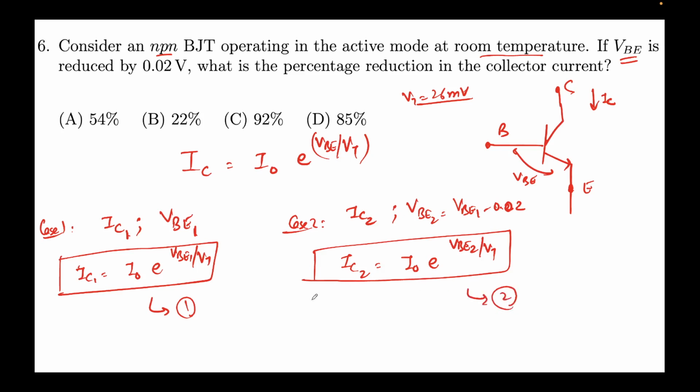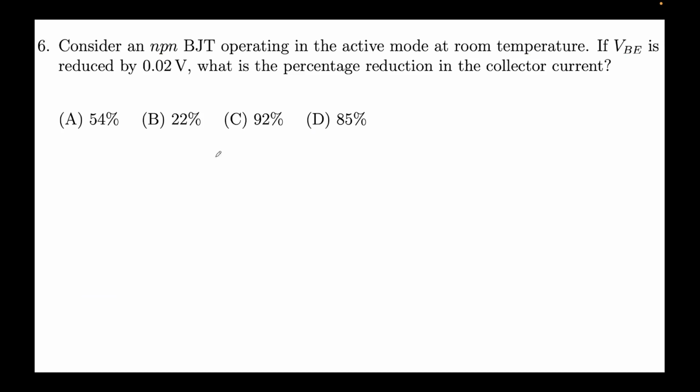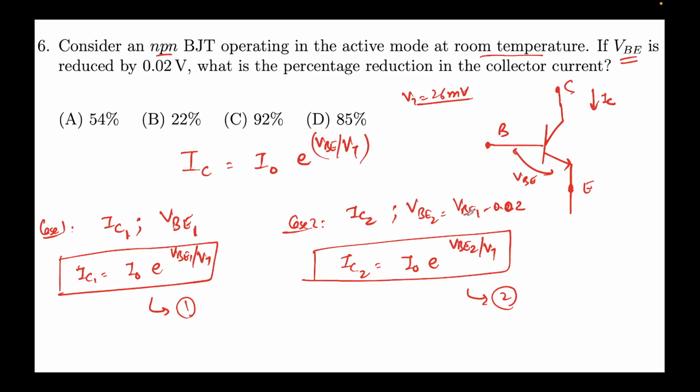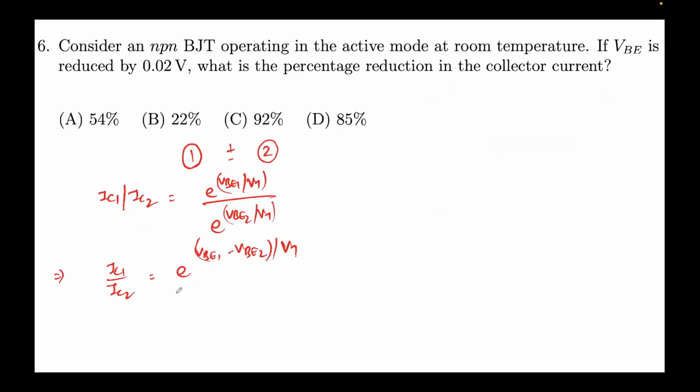Now I'll divide expression 1 by expression 2. So I'll get IC1 over IC2. I0 will get cancelled. It will be e to the power VBE1 over Vt divided by e to the power VBE2 over Vt. This is exponential, so we can subtract these terms. So IC1 over IC2 equals e to the power VBE1 minus VBE2 over Vt. VBE1 minus VBE2 is nothing but 0.02 volts.